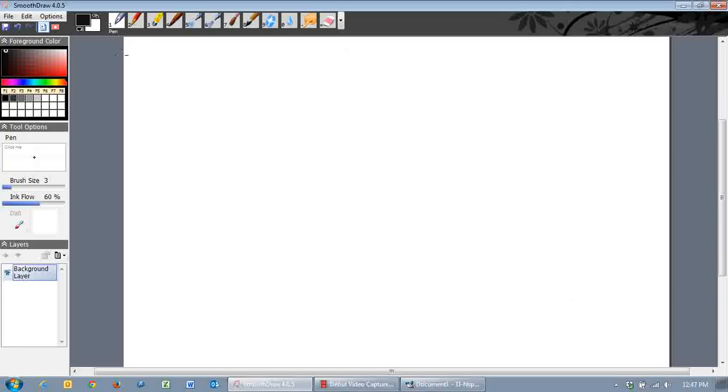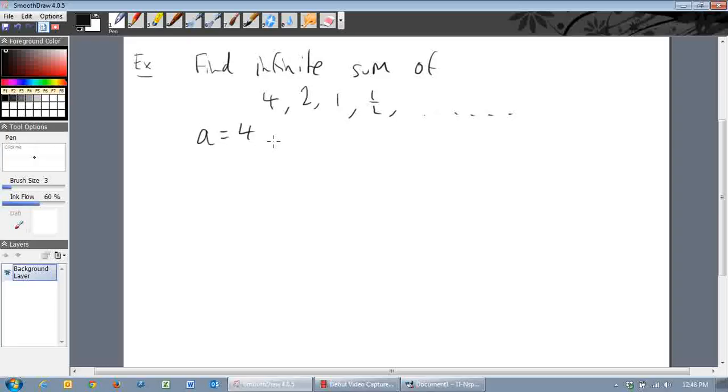Okay, example. Find the infinite sum of 4, 2, 1, a half, etc. Find out, as this gets bigger and bigger, what this goes to. Let's just write down all our values first. Our initial first term is 4. What's our ratio? What's everything getting times by? It's getting multiplied by a half at every step.